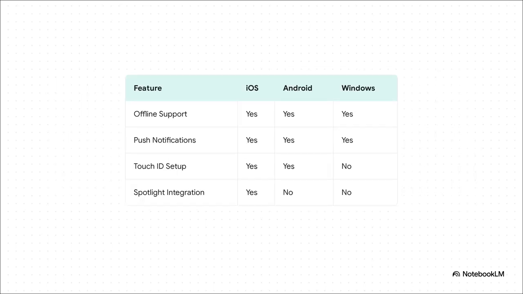But of course, not all phones are created equal. This table is a really practical look at how features stack up across different devices. So, while the really core stuff like offline mode is on every platform, you might get some nice extras, like better security and search integration on iOS. That's definitely something you want to think about when planning a rollout.